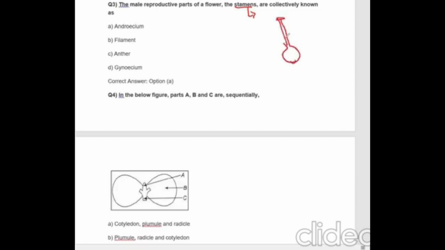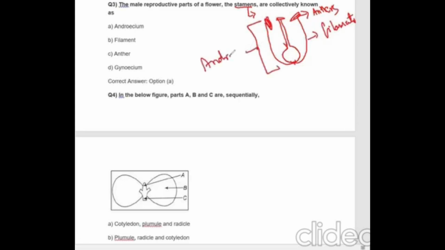this is a pistil, this is the female part. From here you can see the anthers and filaments. Okay, so here the anthers and filaments together are known as androecium. The stigma, style and ovary together, the female part, is known as gynoecium. Okay, so the option is androecium, the A option.